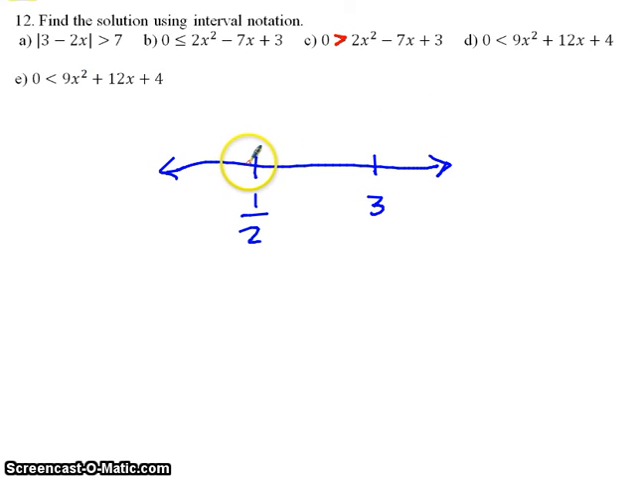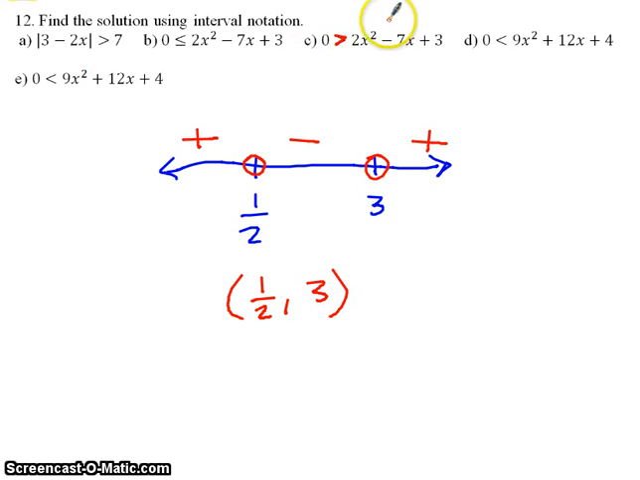and we know that we're not going to include these values this time, because when we plug them in we get equal to 0, which is not a part of our solution. So we know the sign chart already, and the sign chart says plus, negative, plus, and we're looking for less than. So we're looking for negative. Anything that we plug in between 1/2 and 3 is going to result in a negative value. So that's our solution from 1/2 to 3. Alrighty, let's move on to D.